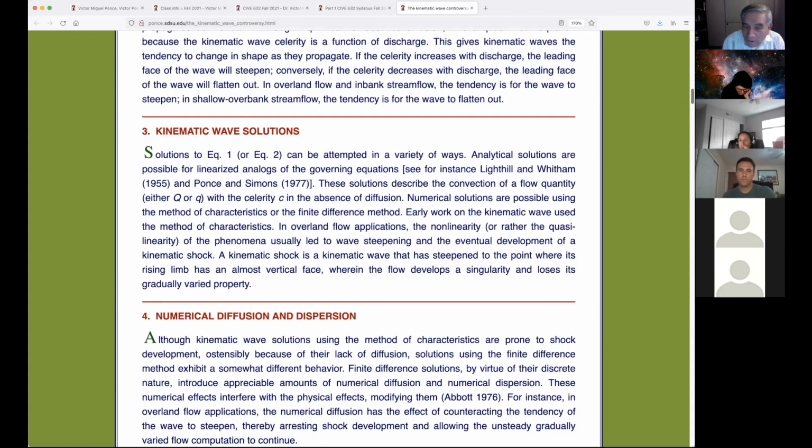In overland flow, the nonlinearity of the phenomenon usually leads to wave steepening and the eventual development of a shock, which was discovered by Woolheiser and Kibler. Kibler was working under Woolheiser. They did a complete study of the kinematic shock. What is the kinematic shock? A kinematic shock is a kinematic wave that has steepened to the point where its rising limb has an almost vertical face, wherein the flow develops a singularity and loses its gradually varied property.